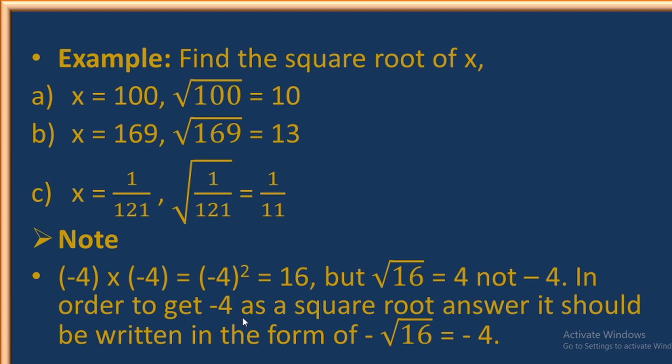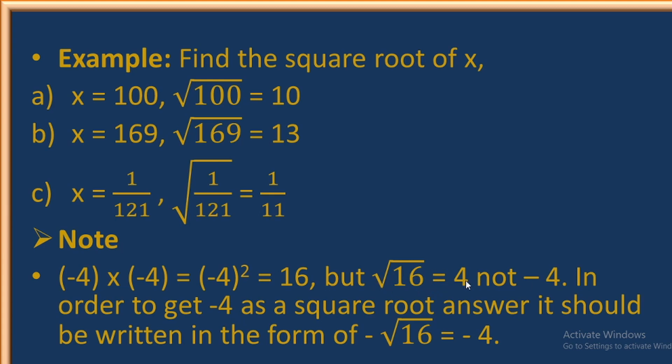In order to get negative 4, we have to write the answer in the form of the negative of radical 16. The negative of radical 16, which is negative 4. So the reason why we do not say radical 16 is equal to negative 4: you see, this means radical 16 is equal to 4.